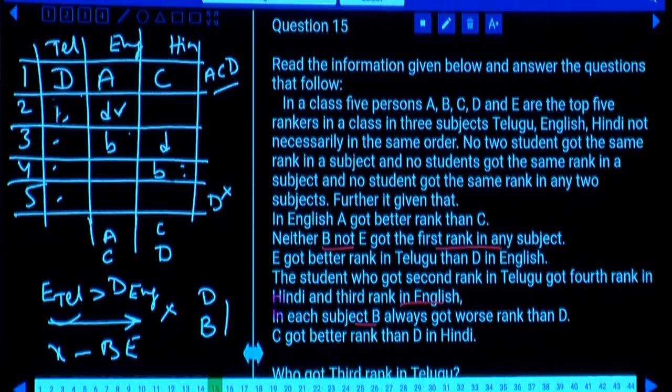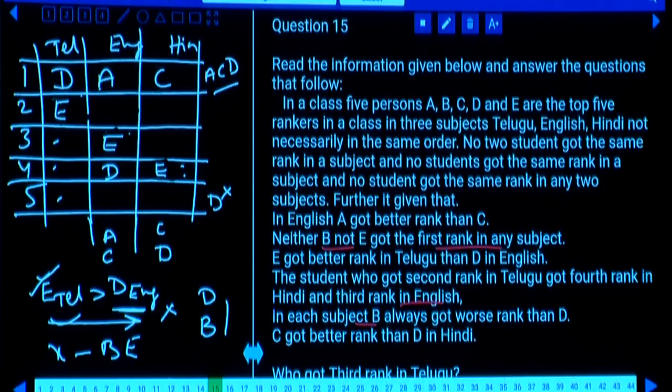As B cannot be at this place, who must be at this place? The only person left over is E. E at this place, and E at this place, and E at this place. Now E in Telugu is second rank, and D in English. What is the rank of D in English here? D cannot be at the last place, hence D must be here only. Because E's rank in Telugu must be better than D's rank.